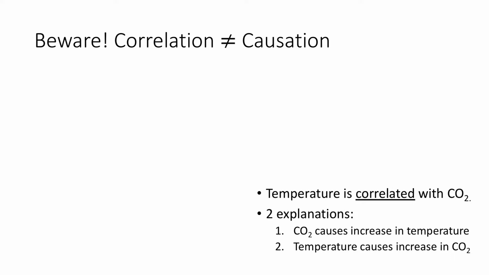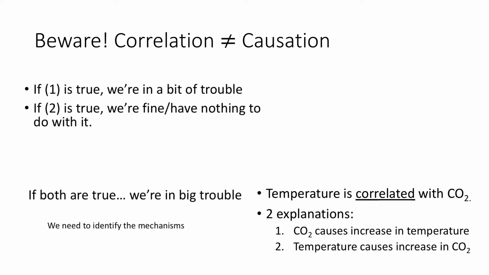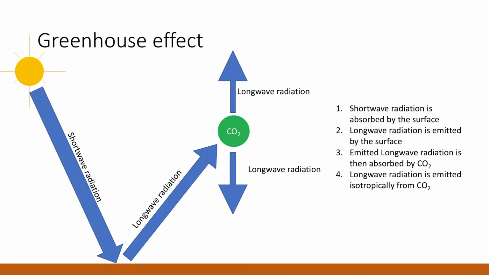Now, we can say that carbon dioxide increases temperature, but we could also say that temperature increases carbon dioxide. So we have to consider possible mechanisms for this relationship. We don't really have to look far. First, we take the greenhouse effect. What happens is that shortwave radiation is absorbed by the ground and then re-emitted as longwave radiation or infrared radiation. This radiation is then absorbed by carbon dioxide and re-emitted again isotropically. That is to say, half of it goes up and half of it goes back down.